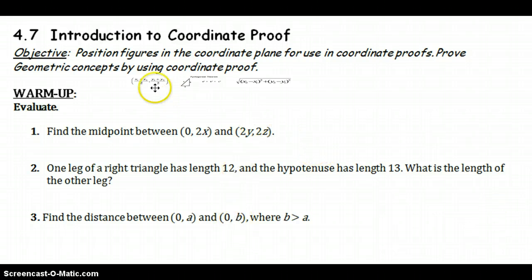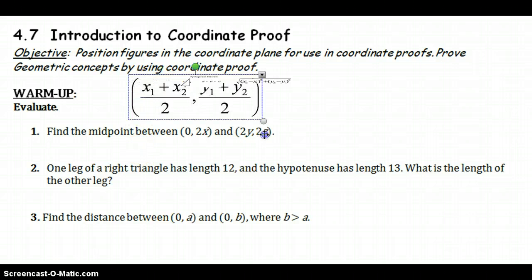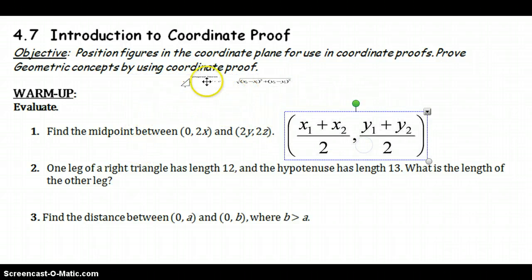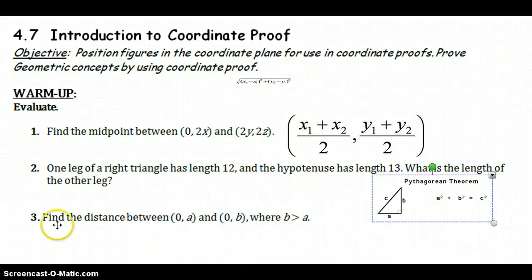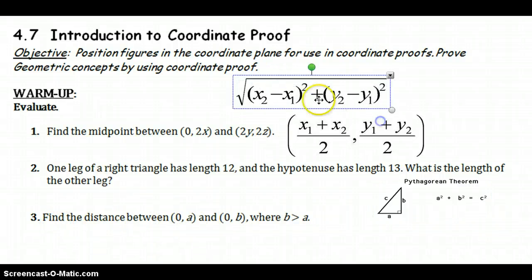For the warm-up, there are some formulas that you will need. For finding the midpoint, you're going to want to use the midpoint formula. For finding the length of one leg of a right triangle given the hypotenuse and the other leg, we're going to want to use the Pythagorean theorem. And on number 3, finding the distance, we want to use the distance formula.